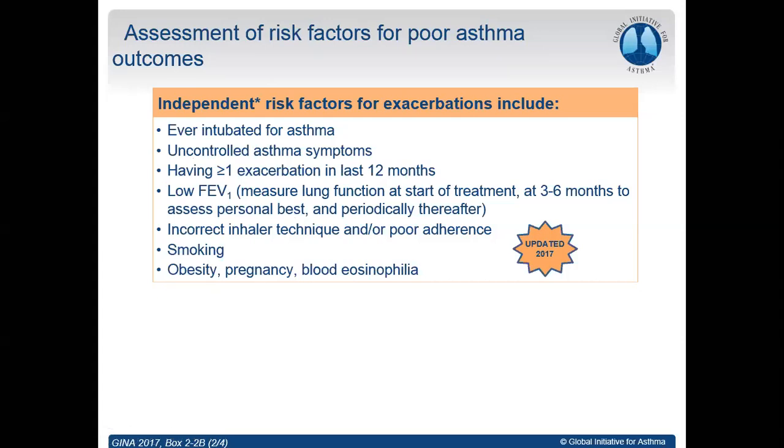So he might be controlled last month, previous month, but if he had an intubation, if he had a serious asthma in the past, if he still has a low lung function, or he is not compliant enough, he is a smoker, she is pregnant, then it's a risk factor for poor asthma outcome. Anytime he can get an exacerbation. So you should try to prevent this, try to improve the technique, try to stop smoking, try to reduce the weight, and other which you cannot prevent, you just have to wait. Okay.